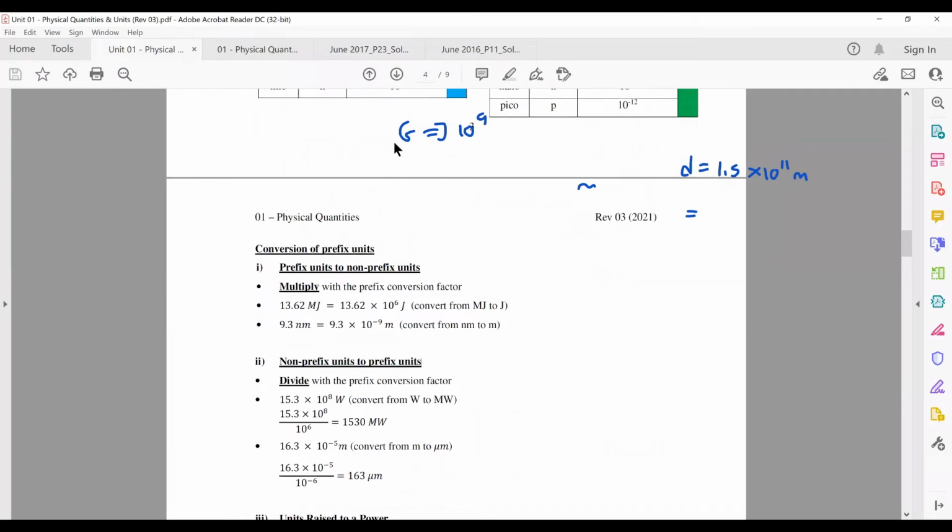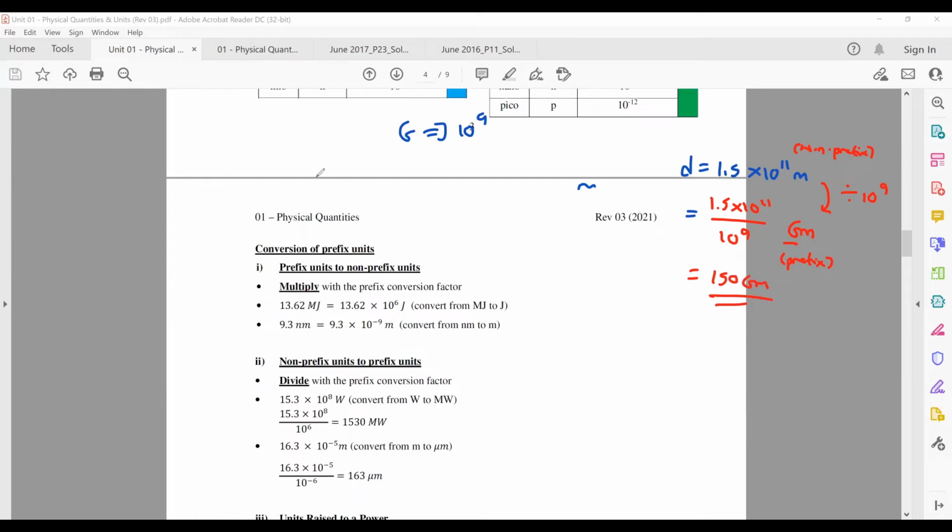So what I mean by that is this: if you're going from here to gigameter, this one you need to divide by 10 power 9 because you're going from non-prefix to having a prefix. So this one will be 1.5 times 10 power 11 divided by 10 power 9 gigameter. So you should be getting 150 gigameter.